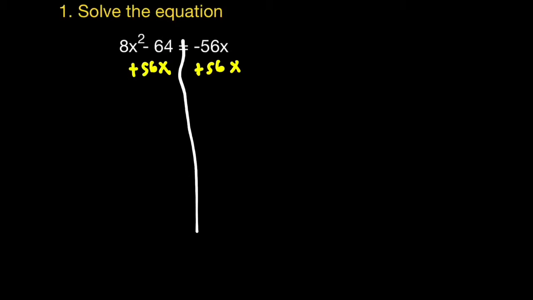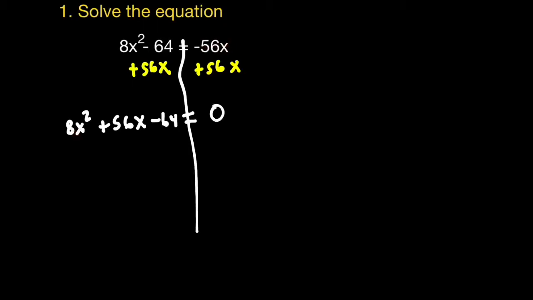Now on the left-hand side, the 56x, I cannot combine it with the 8x squared or with the negative 64. So what I'll do is rewrite this trinomial in standard form. So I'll have the 8x squared first, and then the plus 56x followed by the negative 64, and that's going to equal negative 56x plus 56x, which is 0.